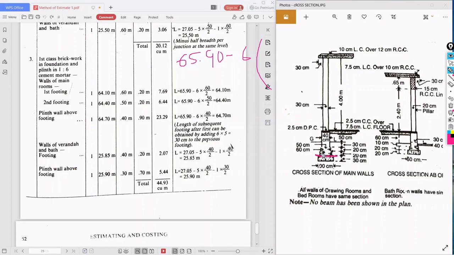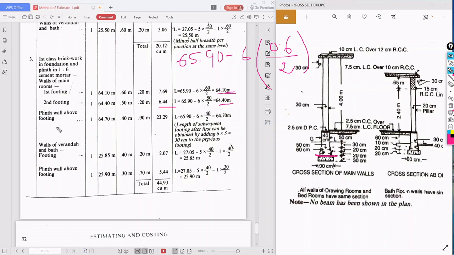what is the width here? 0.6 by 2. So what is that? 64.10. The width is 60 centimeter. What is the depth? That is 20 centimeter, that is 0.2. Multiply, you will get 7.69. Similarly, for the second footing, what is the width? 0.50. So 65.90 minus 6 into 0.50 by 2, 64.40. Multiply with the width and the depth of 20 centimeter. You will get the answer.